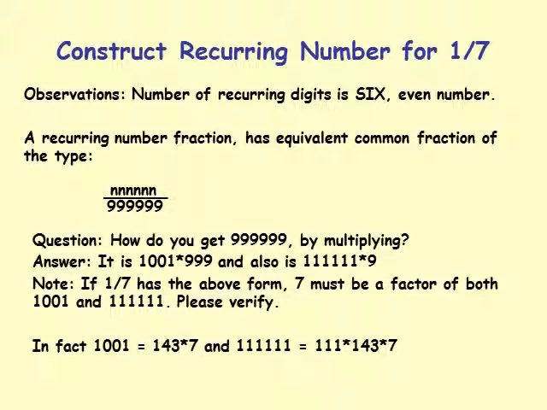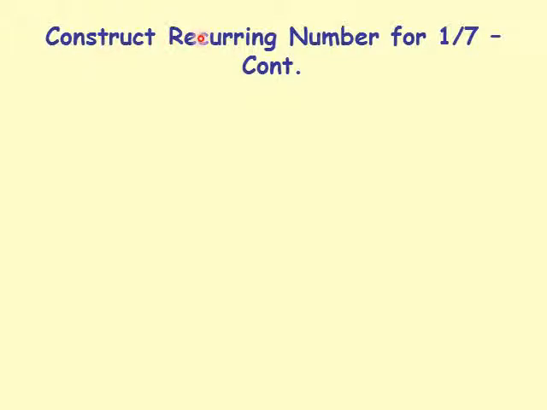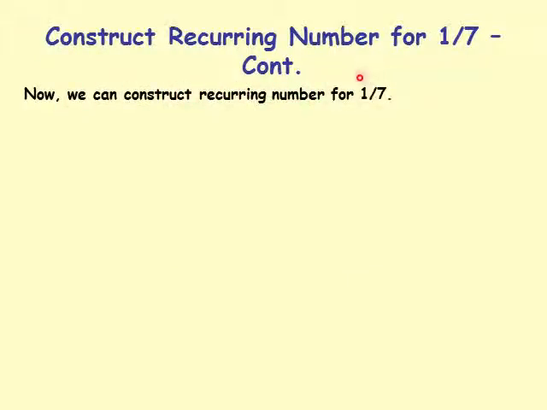Okay, let's continue here. So you know that we are trying to convert 1 over 7 to an equivalent form with 6 digits in the numerator and 6 nines in the denominator, and that would give me a recurring number 6 digits long. Let's continue with the construction of 1 over 7. Now we can construct a recurring number for 1 over 7. We have already developed all the products we need to multiply and divide by.